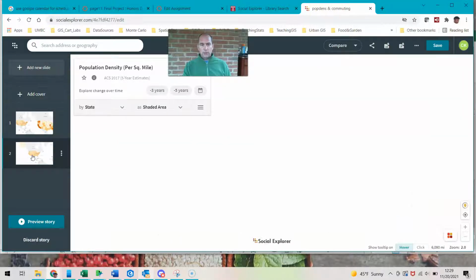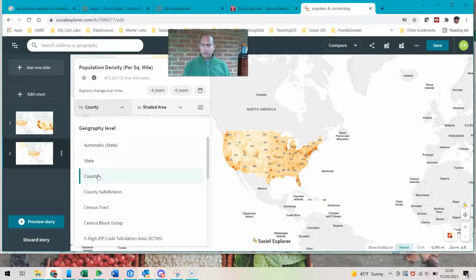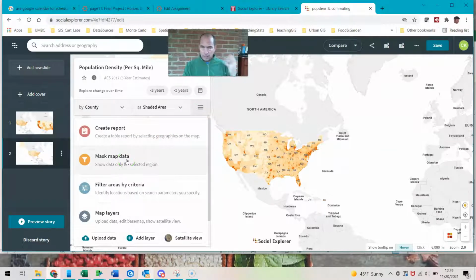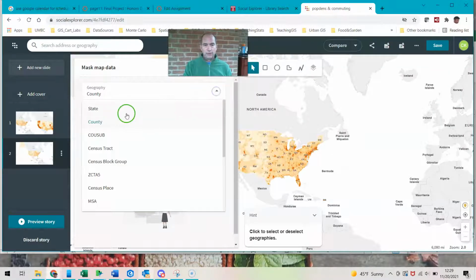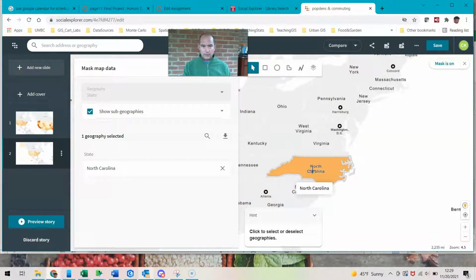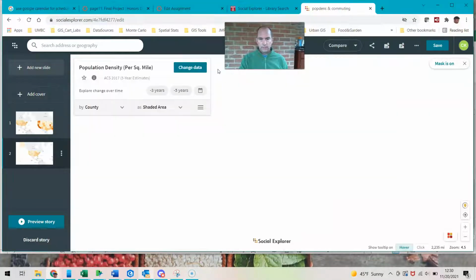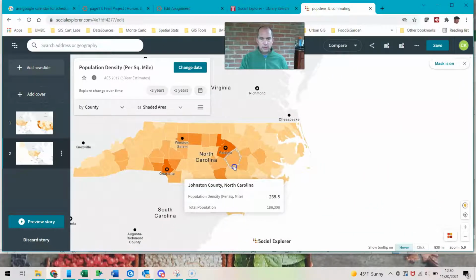Now, in the assignment, what we're going to do is look at this at multiple scales. So instead of looking at a state, I'm going to look at things by county. Now I'm looking at all the counties in the United States. It's kind of hard to see them all, so I'm going to pick one state. I'm going to click on this and mask the data, meaning I'm going to limit what I'm looking at to a single state. I'll do that by clicking State, zooming into my beloved North Carolina, and selecting it. Then I'll say Done. So that means I'm masking my results. I'm saying forget about those other states, I'm only interested in North Carolina.